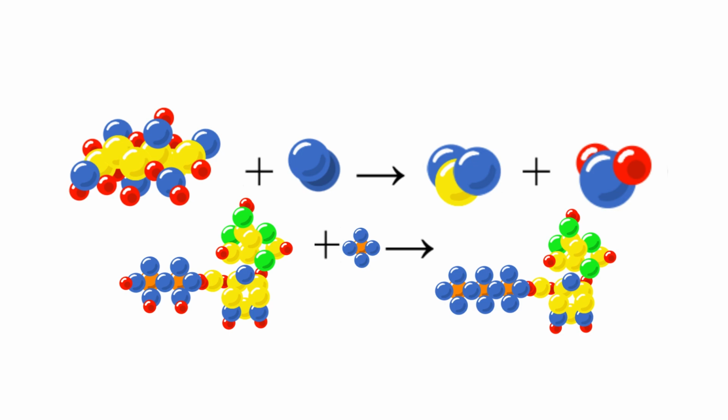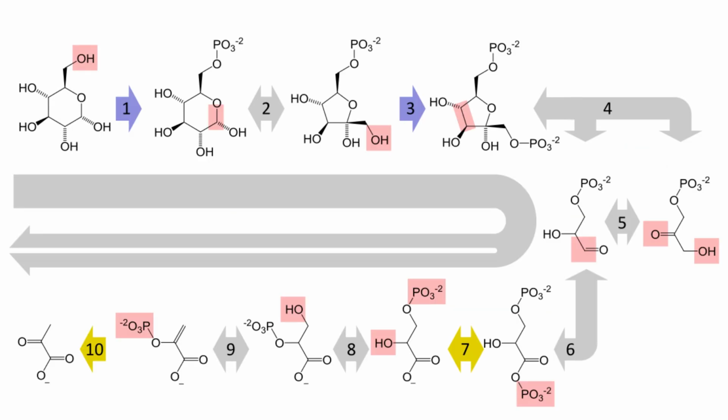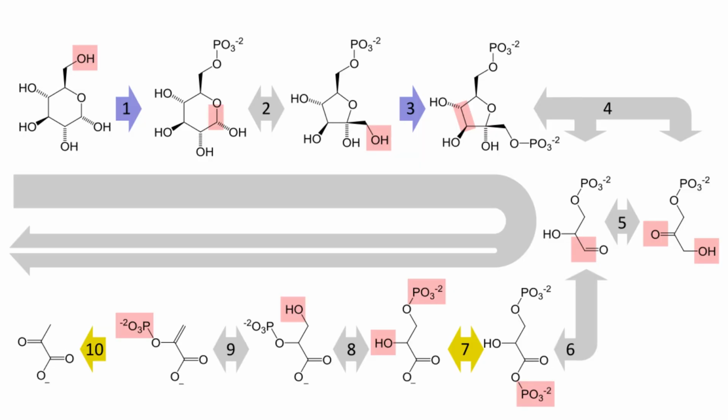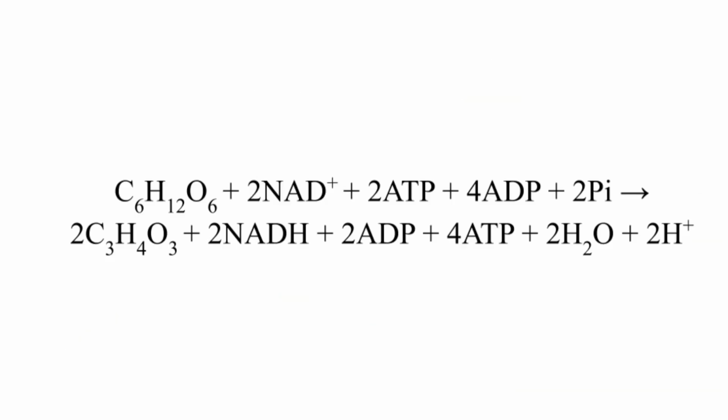The process is split into three parts: glycolysis, the citric acid cycle, also known as the Krebs cycle, and the electron transport chain. In this video, we will talk about glycolysis. This is the equation for glycolysis. Kinda bulky, right? Let's break it down.